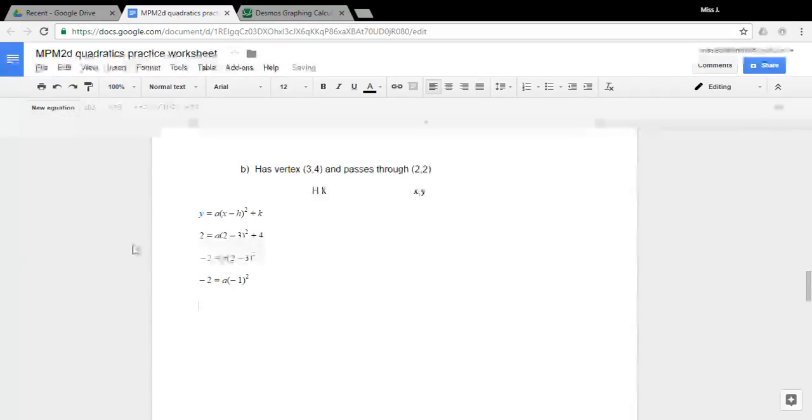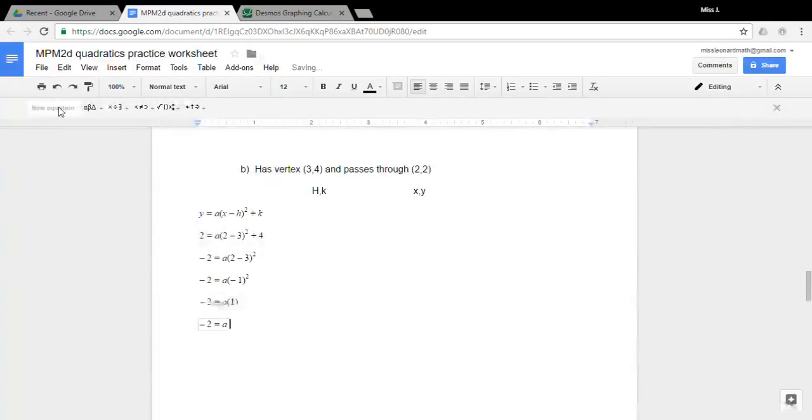Now we have to be careful. These are not multiplying. You have to do the -1 squared first. So we get -2 equals a, and then -1 times -1 is giving me +1. So really we're just getting that -2 is equal to a, or a equals -2.